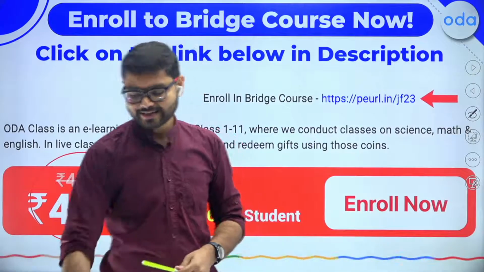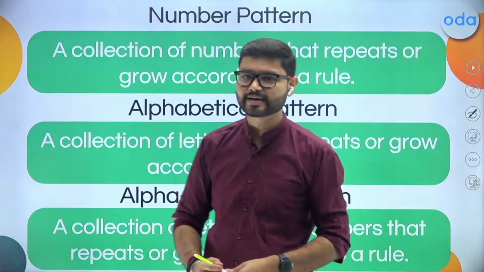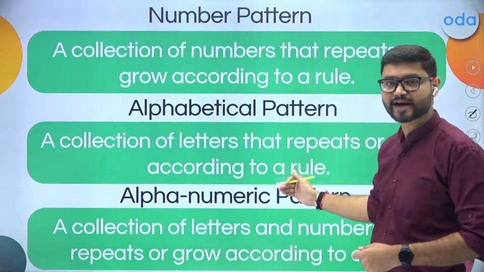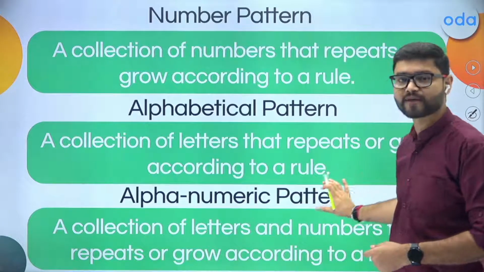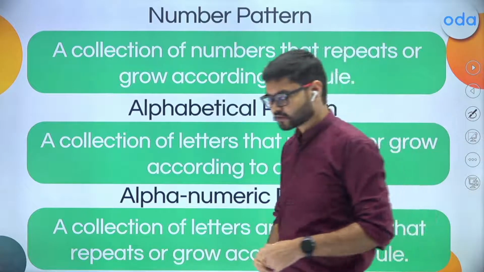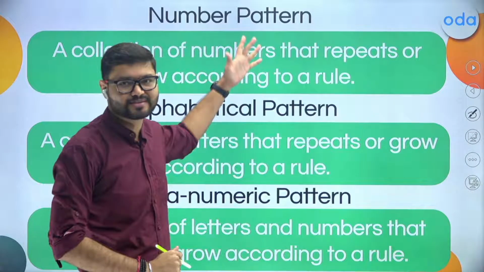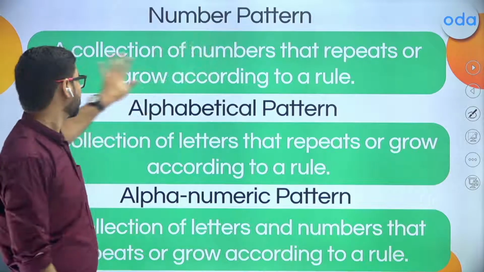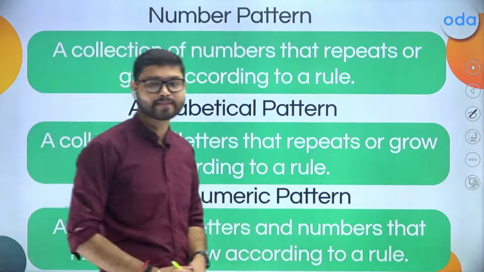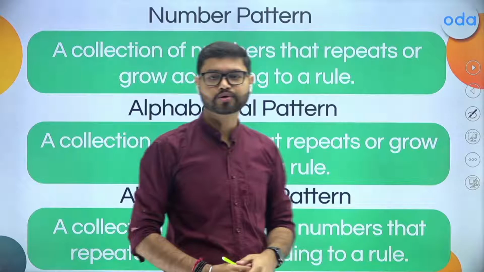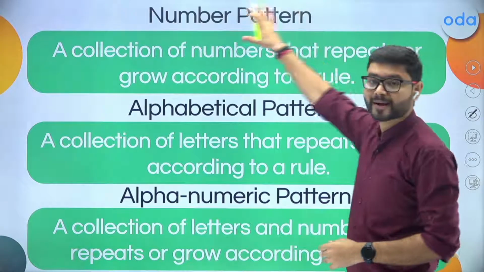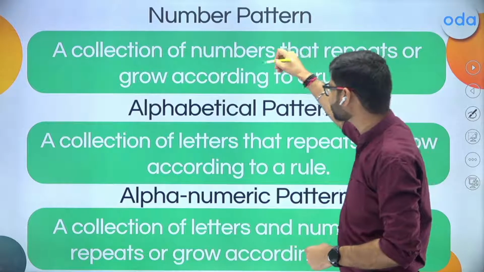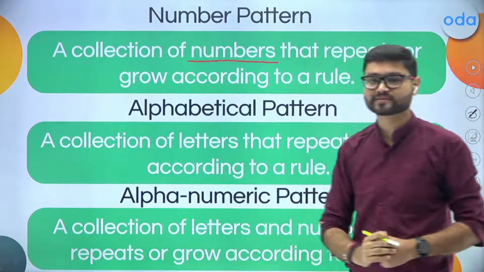So let's get started. Let's get started with a quick basic recap of the number patterns, alphabetical patterns, and something which we are going to learn for the very first time, alphanumeric pattern. Okay, so try to understand what is the similarity in all the three things and what is the difference. When I talk about number pattern, a collection of numbers that repeat or grow according to a rule. So when we are talking about number pattern, we have a collection of numbers, only numbers. Okay, focus on this part. We have a collection of numbers.